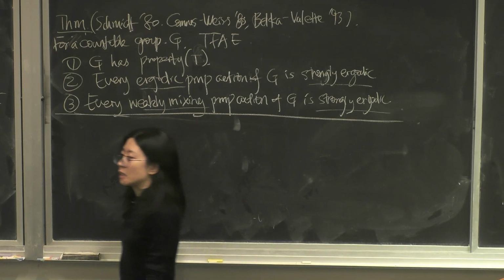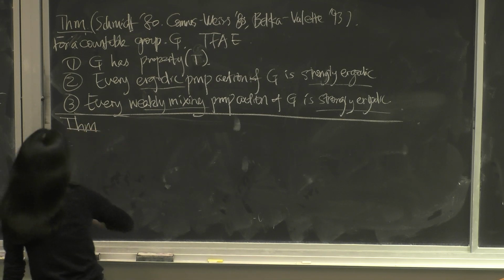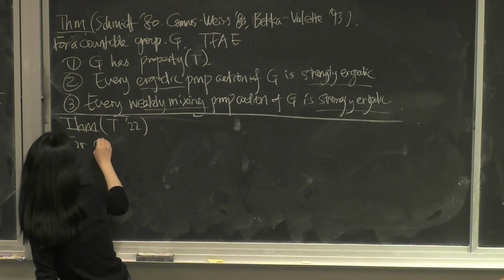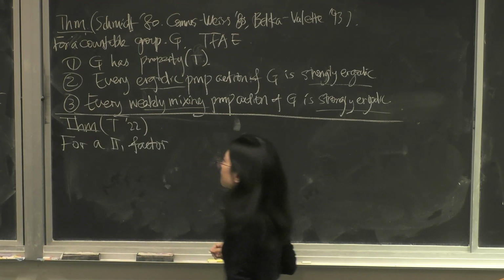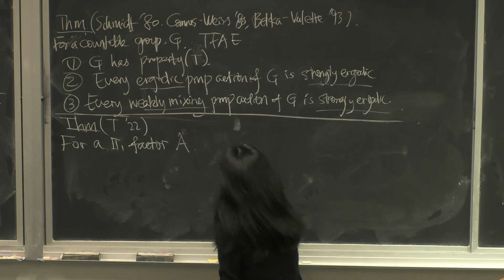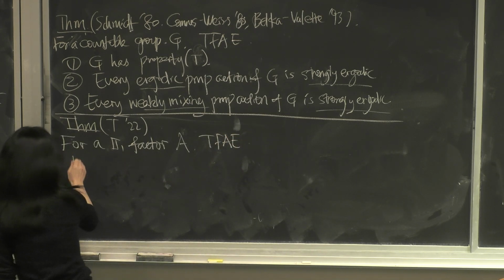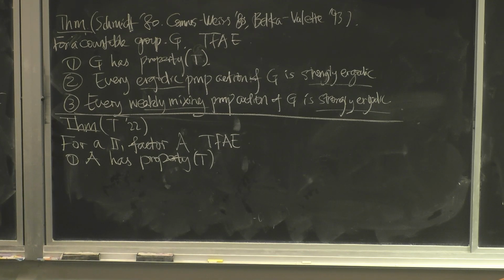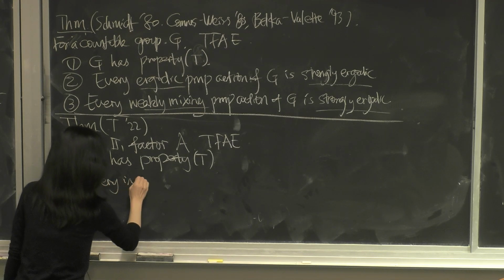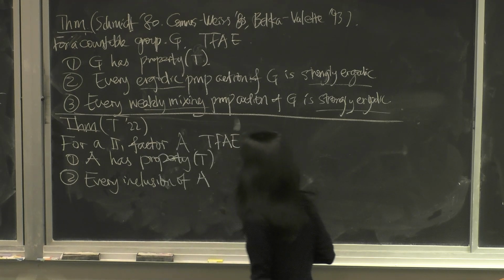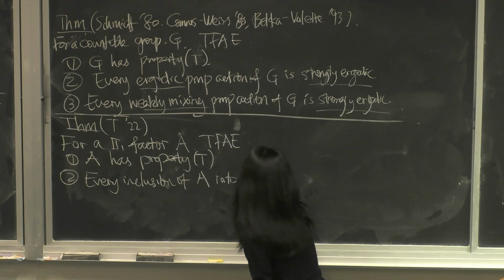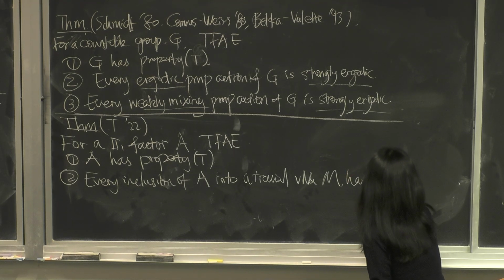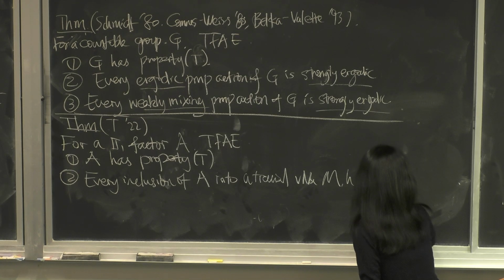But before that, let me write down the corresponding statement for II_1 factors. And you see that they are completely aligned. So for a II_1 factor, let me call it A, the following are equivalent. One is that A has property T, and then two, every inclusion of A into a tracial von Neumann algebra, let's say M, has weak spectral gap.